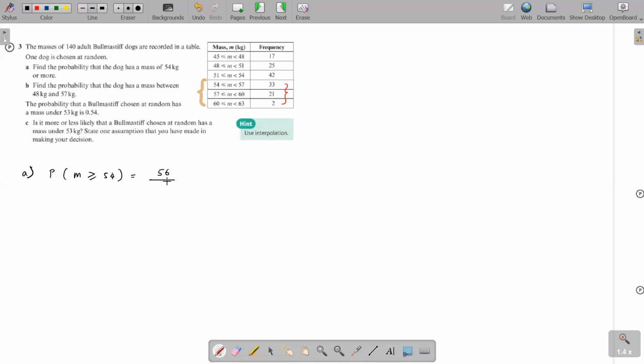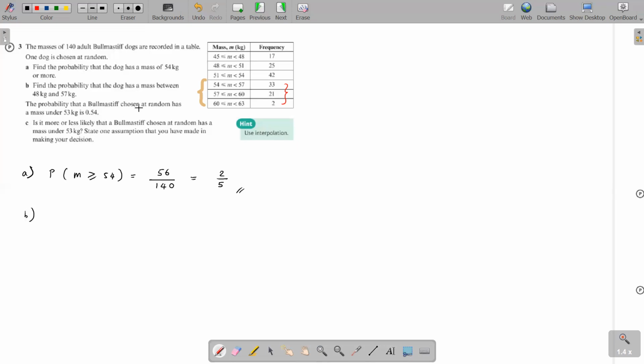56 out of, what's the total here? Get the total frequency. I think the total frequency they have is 140. The masses of 140 adult bull mastiff dogs. So the total should be 140, right? So 56 out of 140. And then make sure to simplify. Does it simplify more? Yeah, I think we can divide it further. It gives the answer as 2 over 5. Agreed? Yes. Okay, so then let's move on to part B.